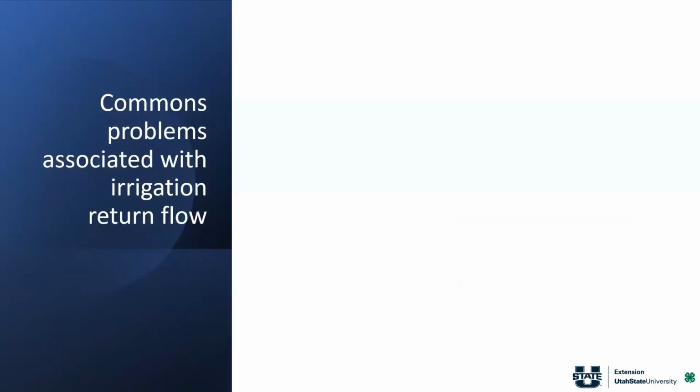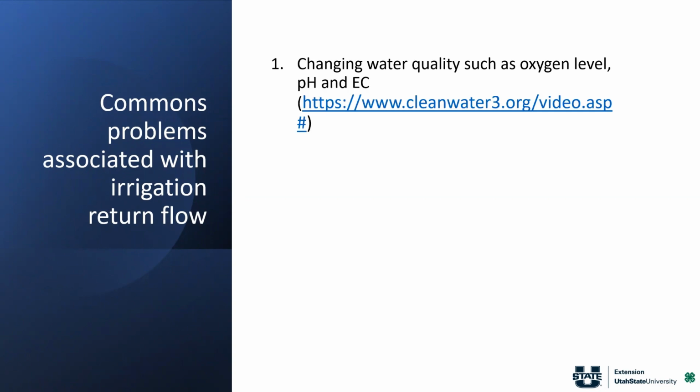Now, we can do this: we can harvest the water, retain the water, and reuse it back on the plants. But there are some problems associated with irrigation return flow, like recycling that water back. The first and one among the most is the change in water quality, such as oxygen level, increased pH, increased electrical conductivity. Those are some of the problems, and I'm not going to talk about all of these today.